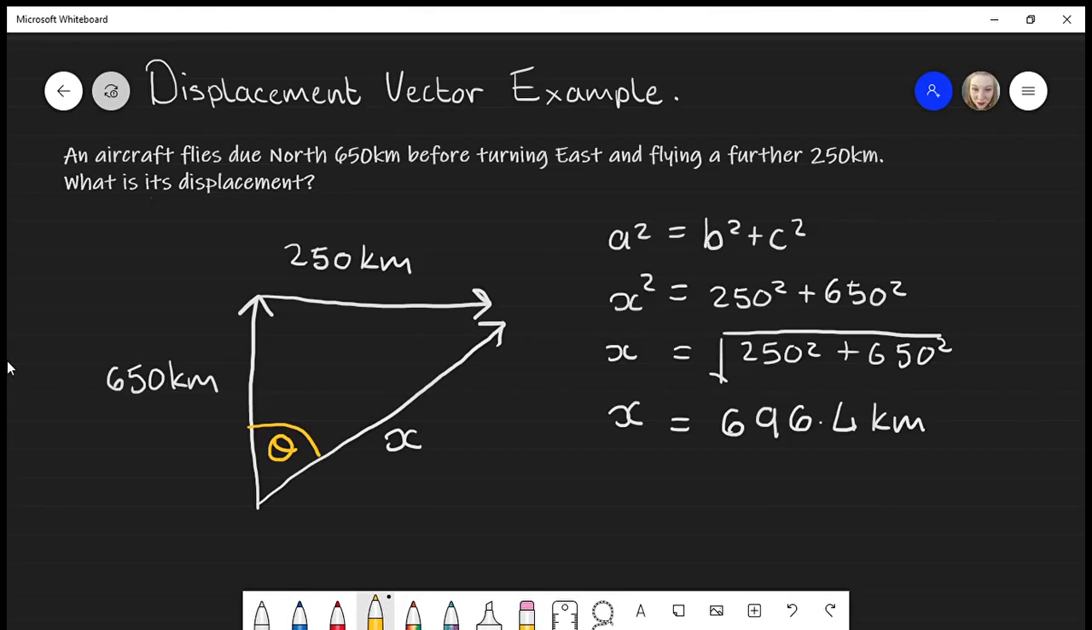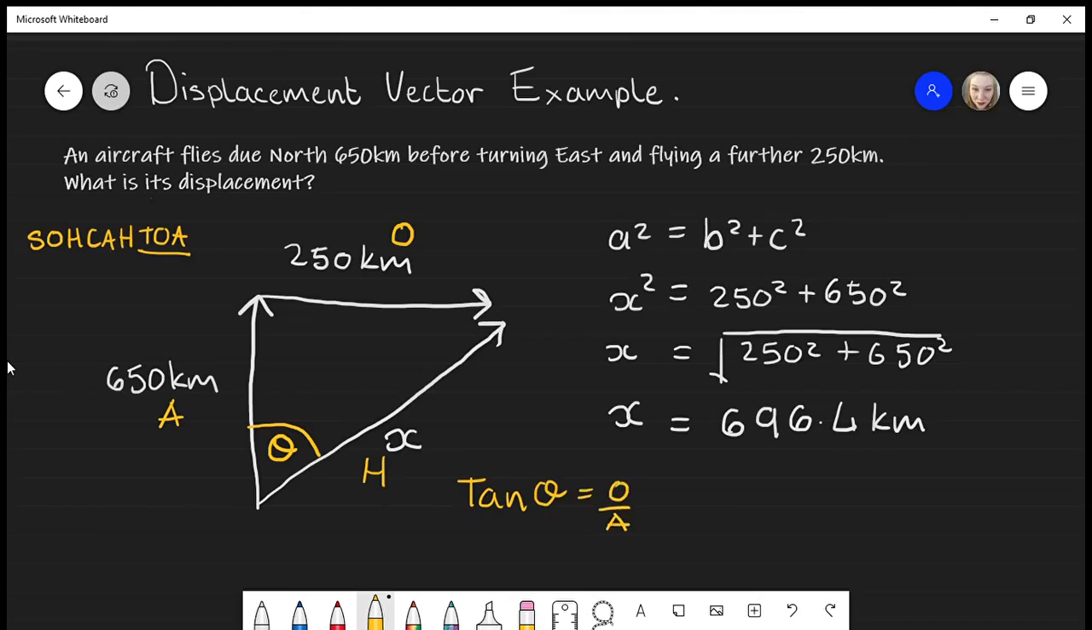So for this we can use trig, and SOHCAHTOA has never led me wrong. So this is the angle, this is opposite, so this is the opposite side. We know that this is the hypotenuse, and so then this is the adjacent. We've got the opposite and the adjacent, so I would use tan. Therefore, tan theta is the opposite over adjacent.